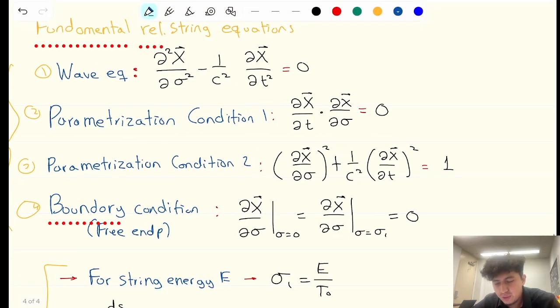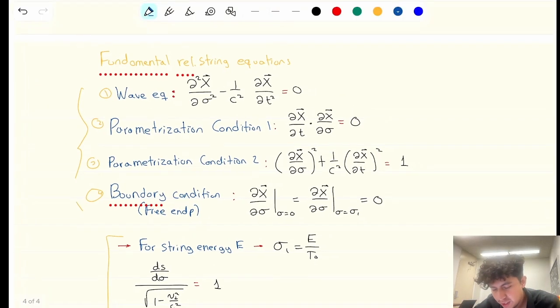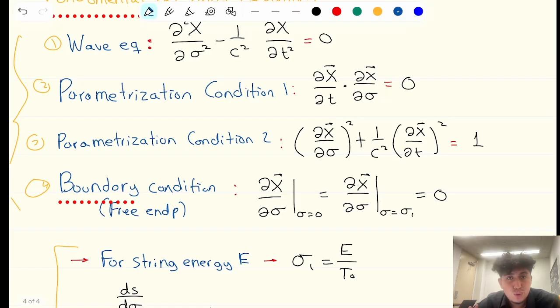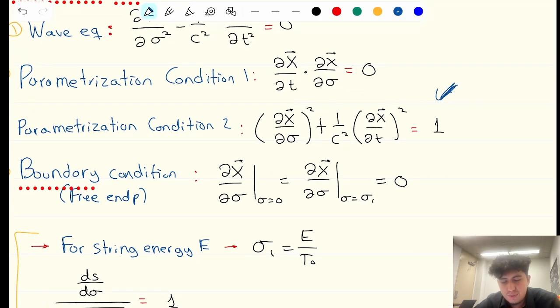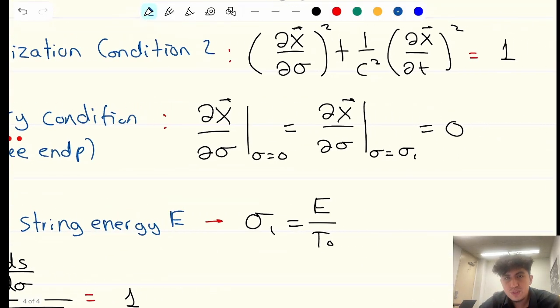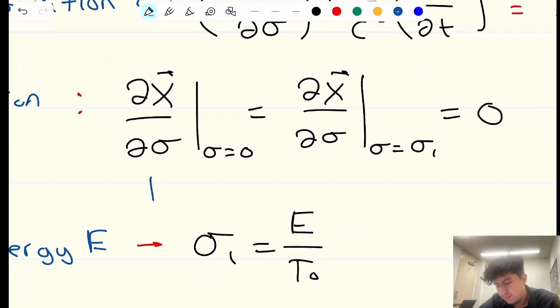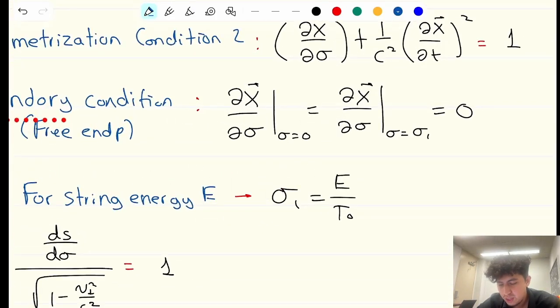Then the parameterization condition 1, which is just that we want tau to be transferred to sigma. That was what we were using. The parameterization condition 2, the one we just derived, makes each part of the string have a continuous uniform energy. That's good. And the boundary conditions are simplified now to just this: the partial derivative of the spatial component has to vanish at the endpoints.